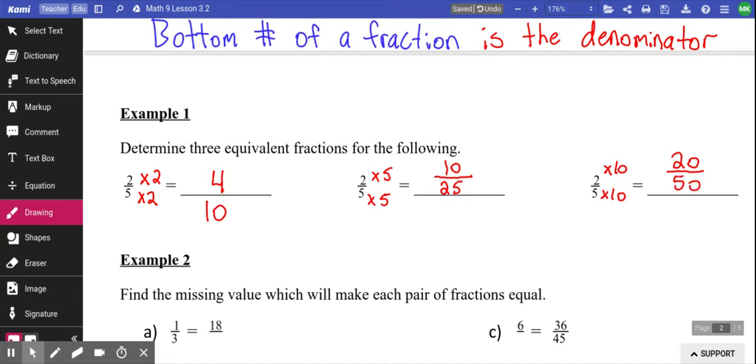Those are all equivalent fractions. They're all the same amount. It's just something being broken up into different pieces. They all represent 2 out of 5 pieces of pizza, if you had a piece of pizza and cut it up into 5s.